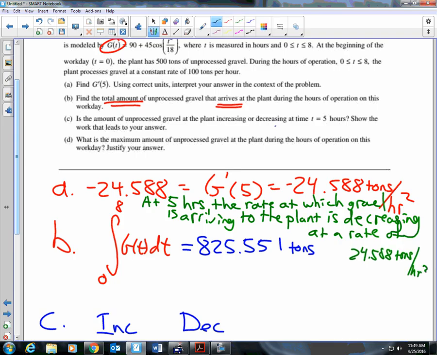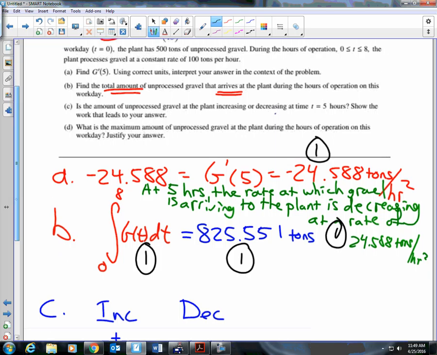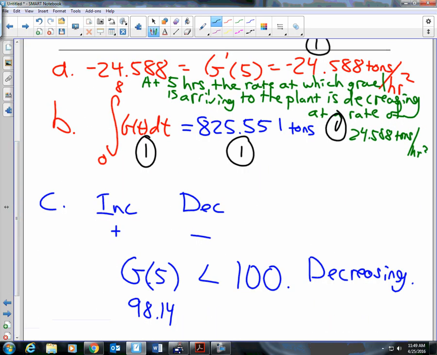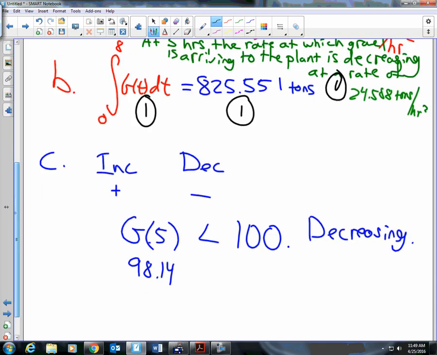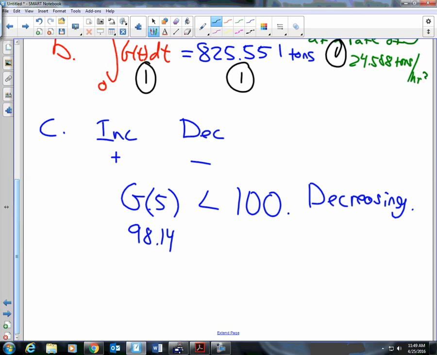So they will give you 1 point for the negative 24.588 tons per hour squared. They'll give you 1 point for the correct explanation. The second part, they'll give you 1 point for the integral, and then 1 point for the 825.55. For the next one, they also award 2 points. They give you 1 point for knowing that it's decreasing, and 1 point for doing this comparison, saying that it's going to be less than 100.